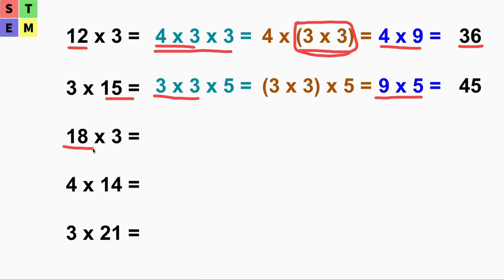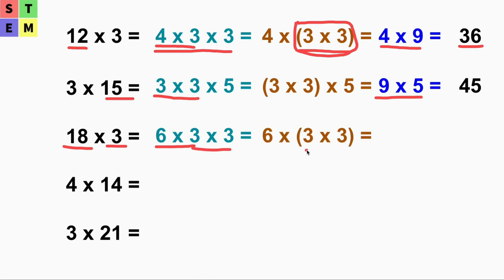Okay, let's take a look at our next example. We got 18 times 3. So what we can do is 6 times 3. Okay, 18 equals 6 times 3. And then, obviously, we should do 3 times 3 first, right? So we're going to do 3 times 3 first, then use the result to times 6, or 6 times this result here. So we got 6 times 9, and we got 54 at the end.